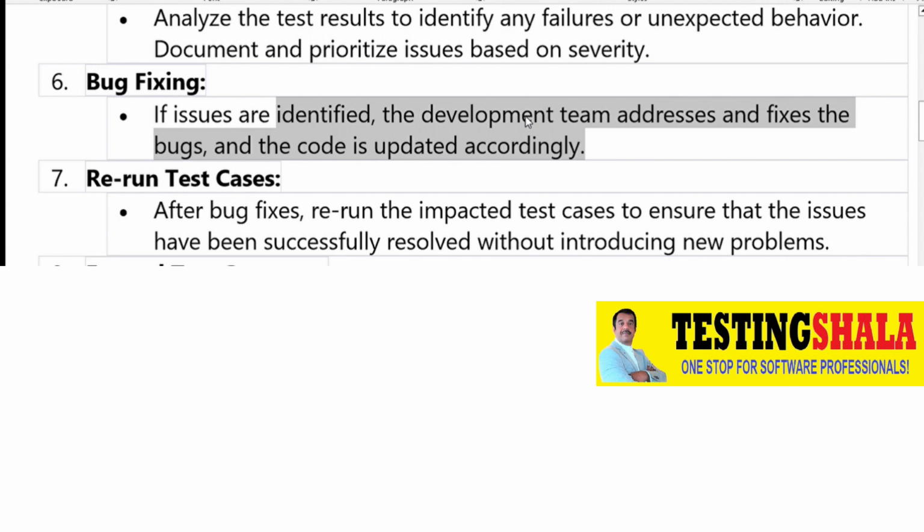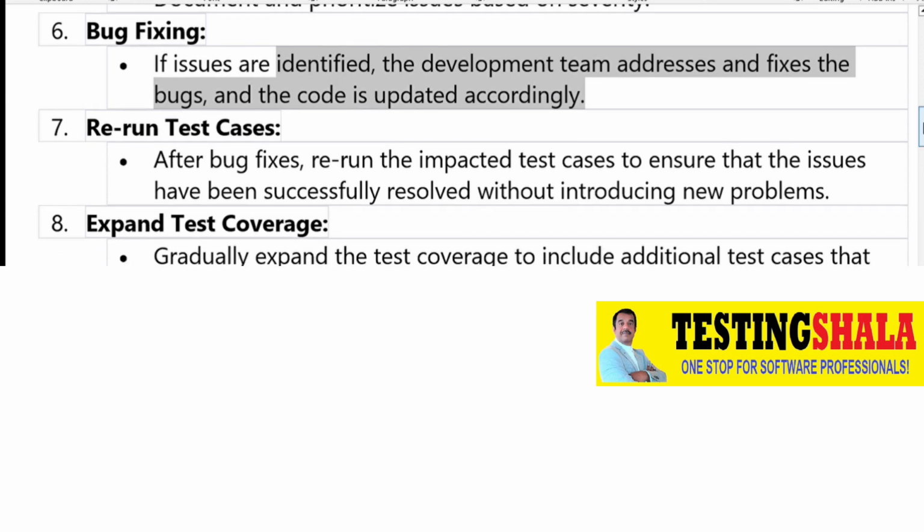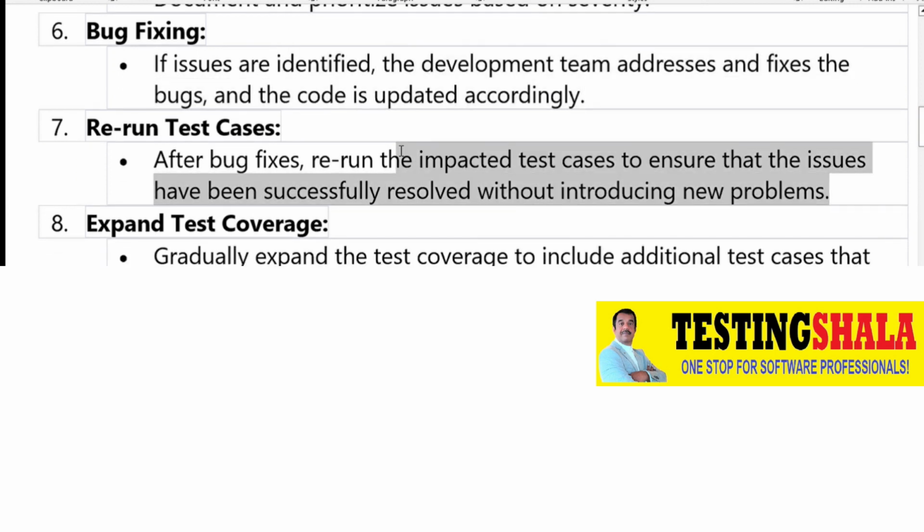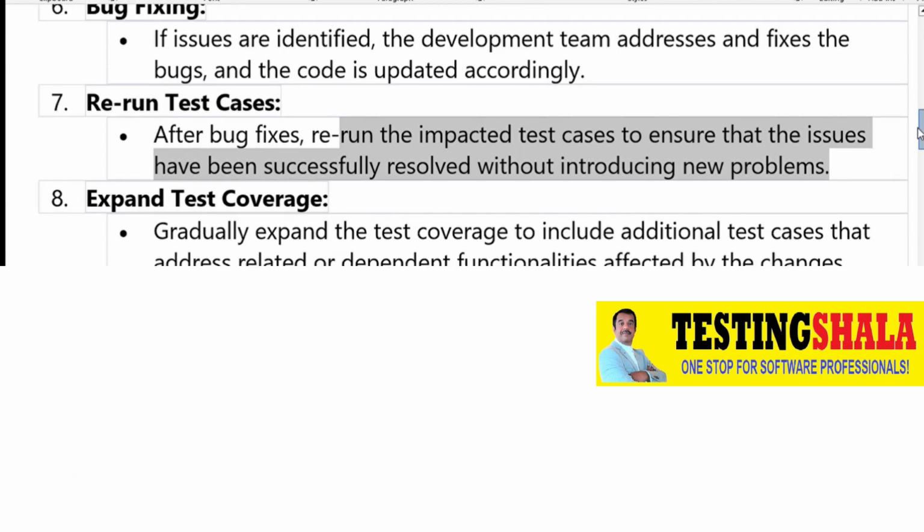Once the developer has fixed those issues, we will again rerun the regression test cases, which ensures that the issues we found in the earlier regression testing are resolved without introducing any new problems. That is the seventh step we normally do in the regression testing cycle.